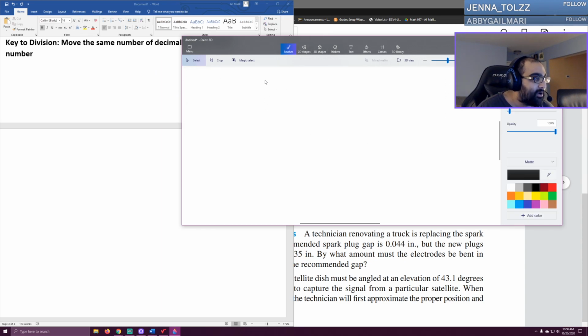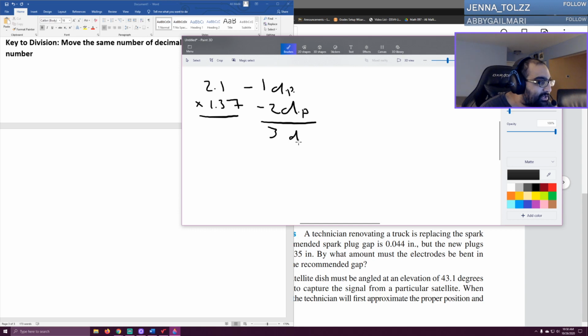All right. So if we talk about multiplication, multiplication is, again, pretty easy here. Let's say you have 2.1 times 1.37. Then this is one decimal place. This is two decimal places. So in total, you'll move three decimal places if you multiply these out. You treat them like regular whole numbers. So this would be 21 times 137, for example.